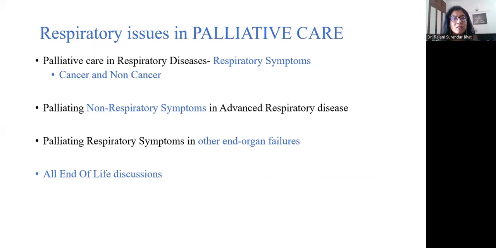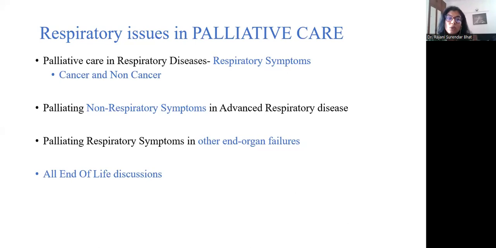Let's look at what are the respiratory issues that we face in our palliative care practice. So you might have palliative care in respiratory diseases. Now this could be respiratory symptoms. And then you can divide it into cancer and non-cancer. So I could be a patient with lung cancer, or I could be a patient with an advanced lung disease like COPD or bronchiectasis or interstitial lung disease or lung fibrosis. So I would have symptoms related to the lung disease also, which would be breathlessness, cough, hemoptysis. And I could have symptoms which are non-respiratory symptoms, which would be pain, nausea, constipation, sleep disturbance.